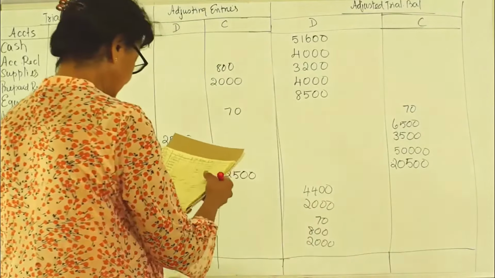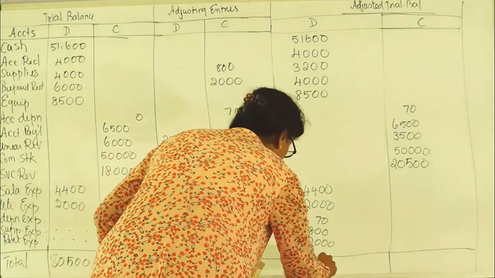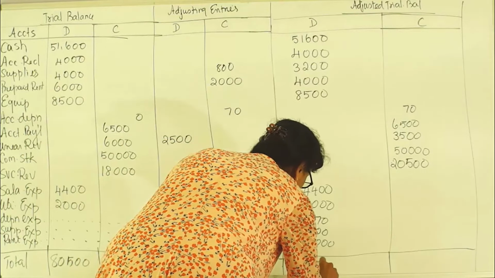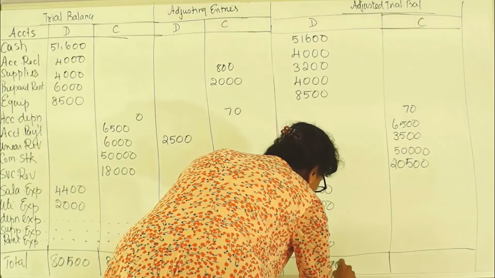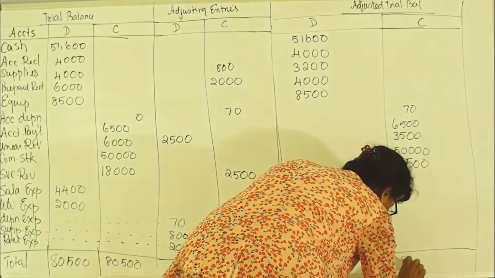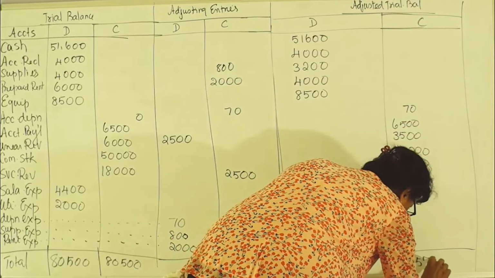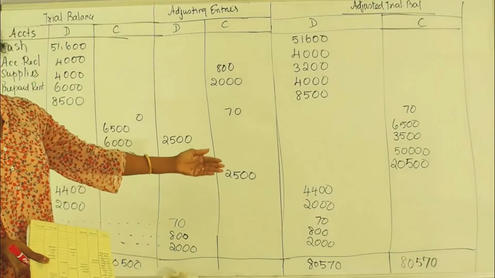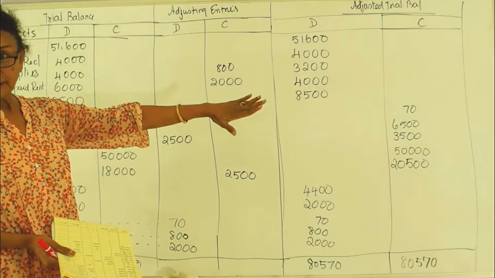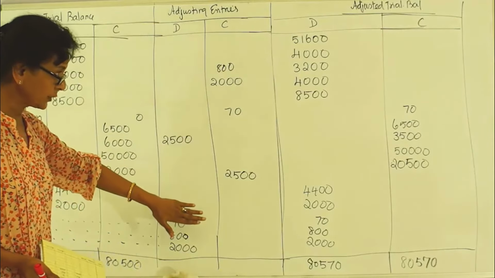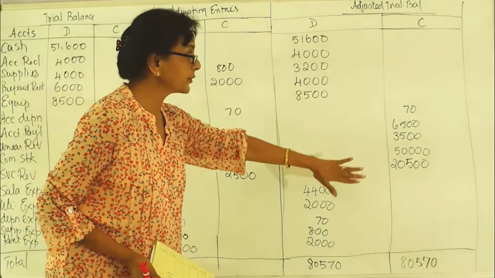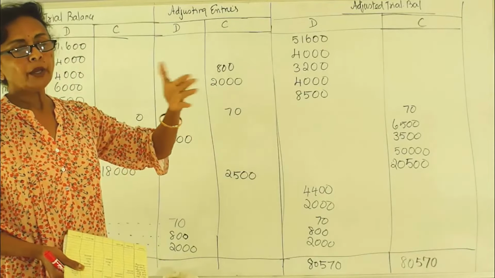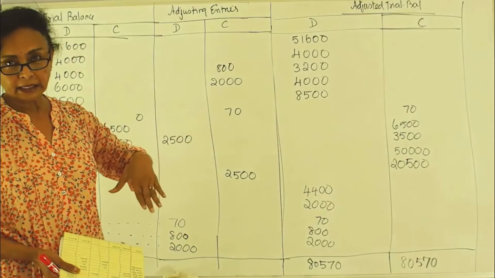After all the adjustments, the debit total is 80,570 and the credit total is 80,570. Okay, now this is chapter 3. We prepare the adjusting entries and we prepare the adjusted trial balance. Now next we go on to chapter 4, where we are going to complete the accounting cycle.